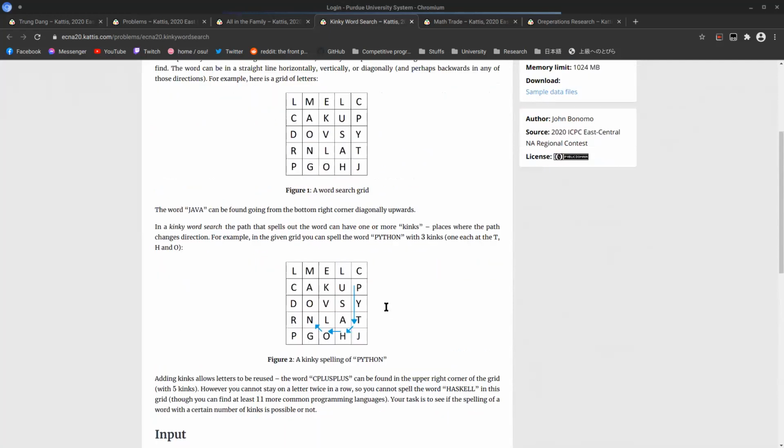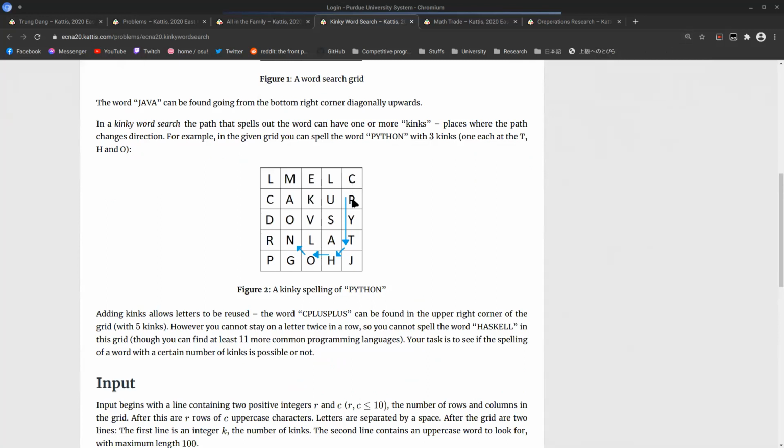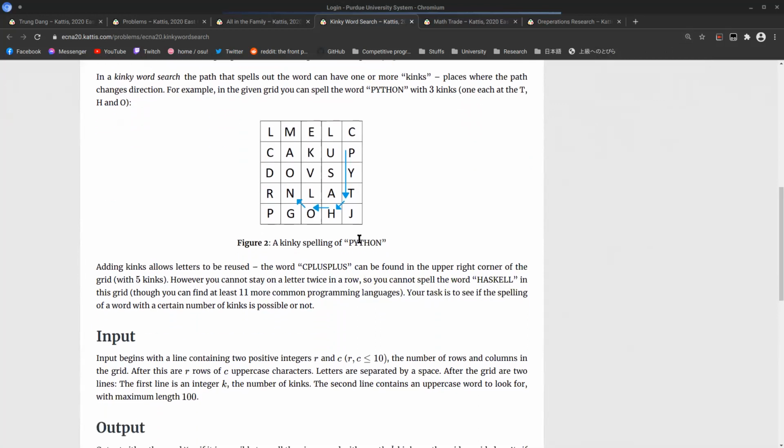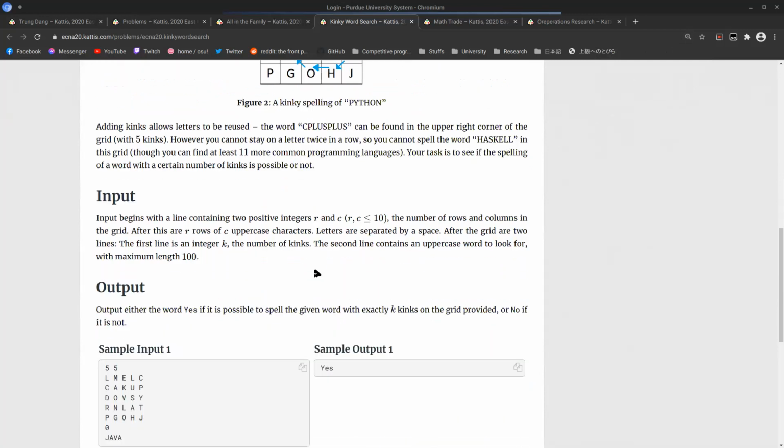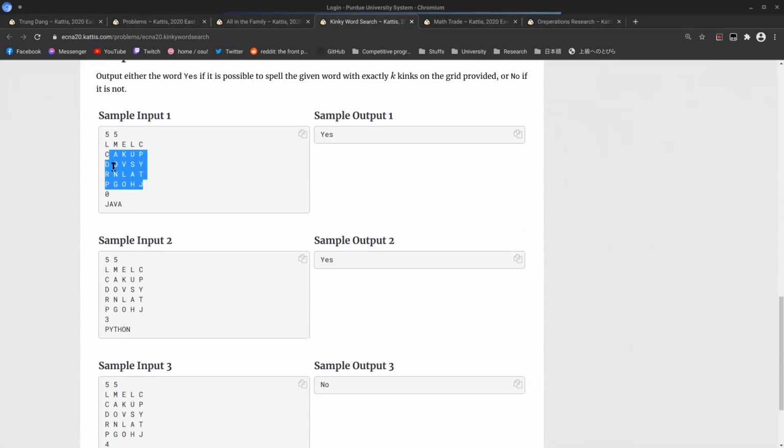For example, they said that you can find C++ here by going to the top right corner, C here, and then doing a cycle on the plus here. Okay, so for a search pattern, they defined its kink to be the number of times you need to change your direction, where you are heading towards, and you want to find if there's a way to search the word in this grid such that it has this exact number of kinks.